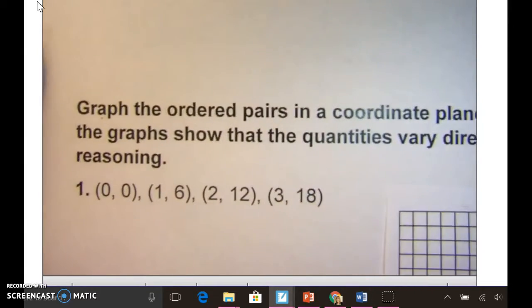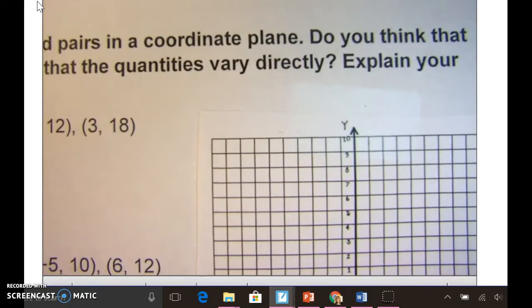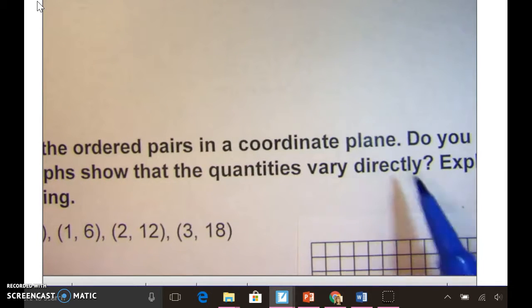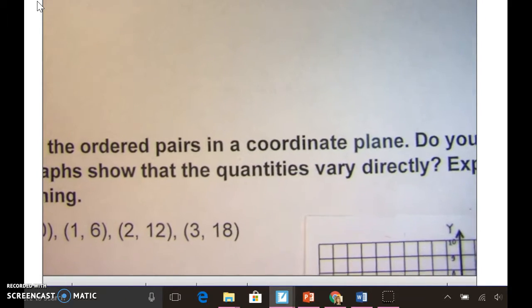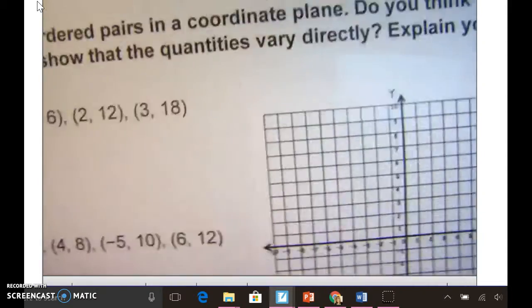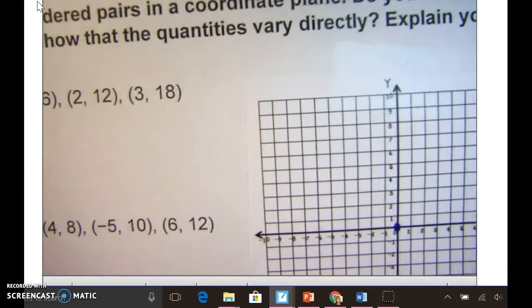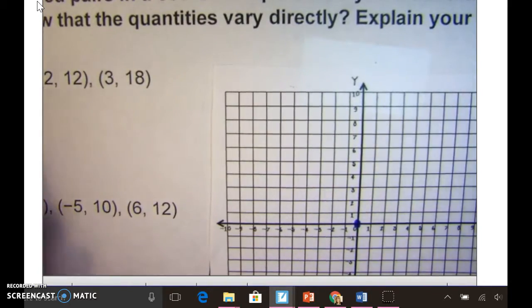All right. So now, you need to graph the ordered pairs in a coordinate plane, and you've been given a coordinate plane. And do you think that the graph shows the quantities vary directly? In other words, as x changes, y changes at the same constant rate. So to do that, we need to see, does it go through the origin? Is it a straight line? So we graph these points. 0, 0 is the origin. So as long as it's a straight line, I think it's going to be varying directly.